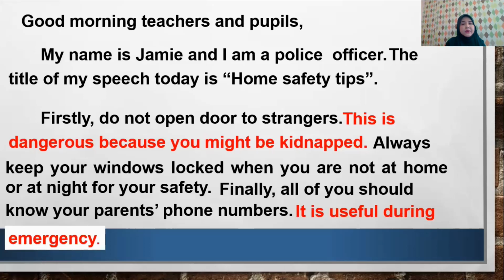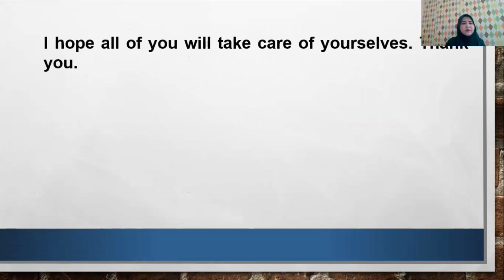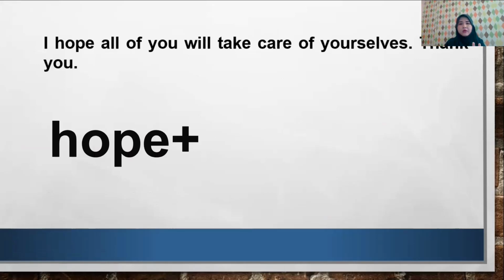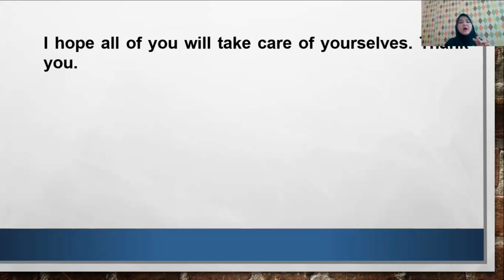Now let's look at our third paragraph, which is our final paragraph. I hope all of you will take care of yourselves. Thank you. Remember, the formula for your third paragraph is, just now, SIT 3 HOURS TIRED. The H, hours, means hope, so now I am putting the hope, I hope all of you will take care of yourselves. And the word TIRED means thank you. So now I have completed my speech for this question.